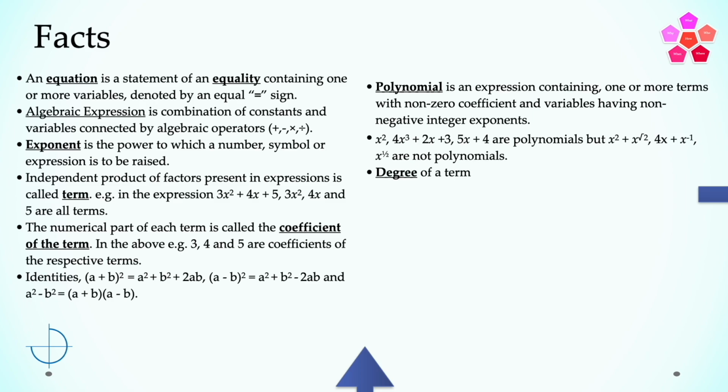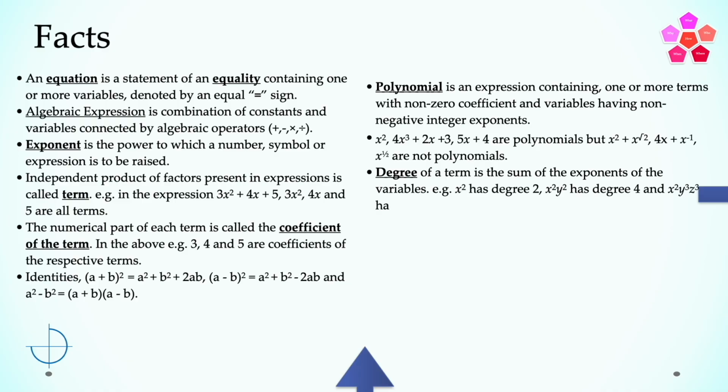Degree of a term is the sum of the exponents of the variables. Example, x squared has a degree 2. x squared multiplied by y squared has a degree 4, and x squared y cubed z cubed has a degree 8, and the assumption is that x, y and z are all variables here.